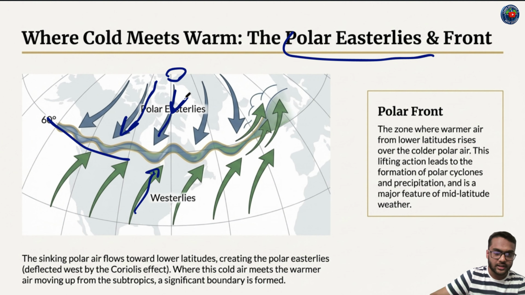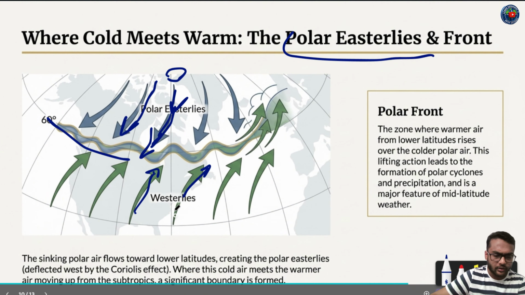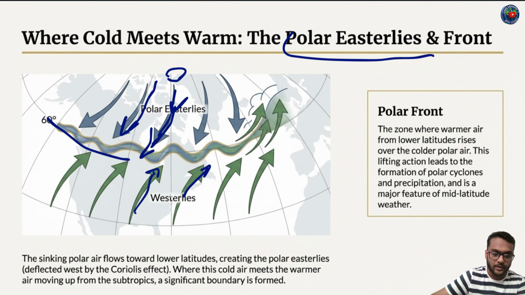These are the polar easterlies, deflected west by the Coriolis effect, where this cold air meets the warmer air moving up from the subtropics. A significant boundary is formed.